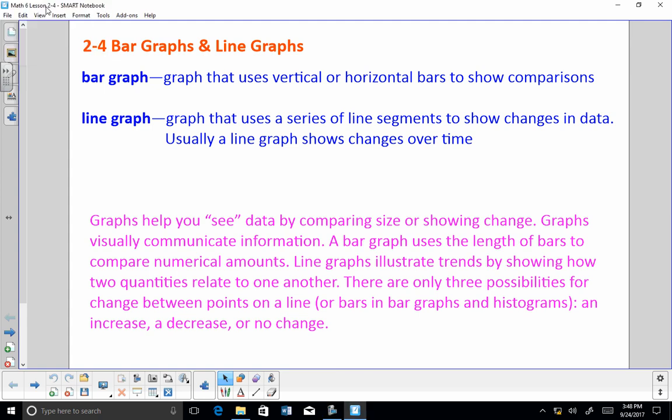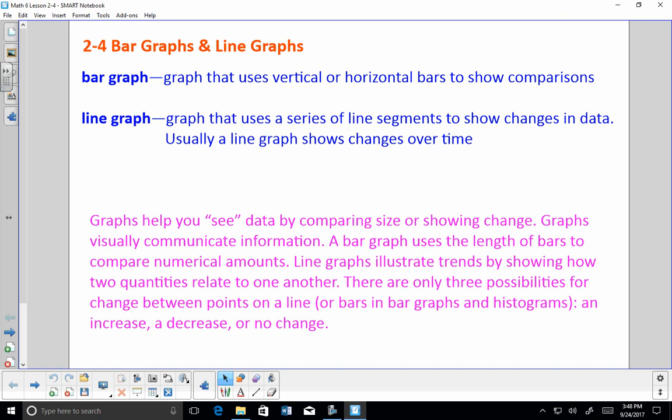This is Math Lesson 2-4, bar graphs and line graphs. A bar graph is a graph that uses vertical or horizontal bars to show comparisons. A line graph is a graph that uses a series of line segments to show changes in data. Usually a line graph shows changes over time.